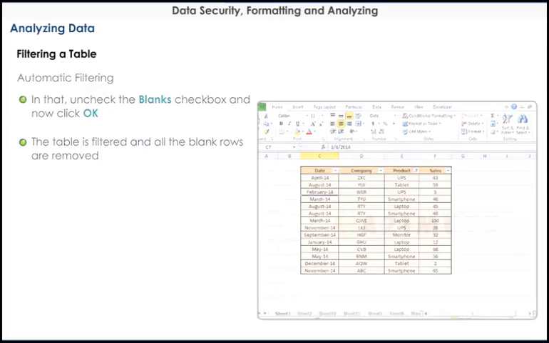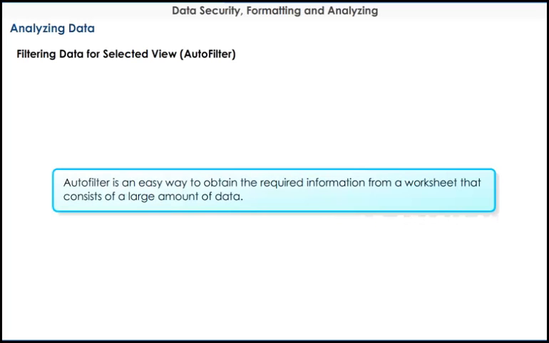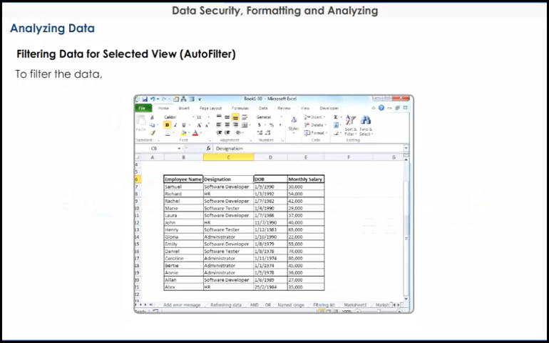Filtering data for selected view. Autofilter. Autofilter is an easy way to obtain the required information from a worksheet that consists of a large amount of data. To filter the data, select the cell or range you want to filter.